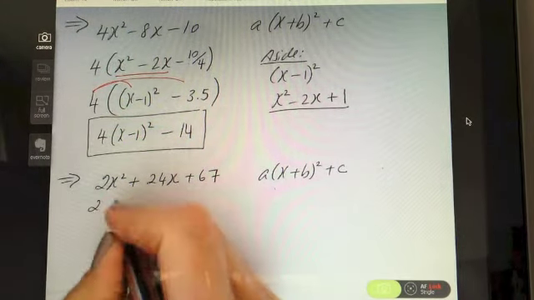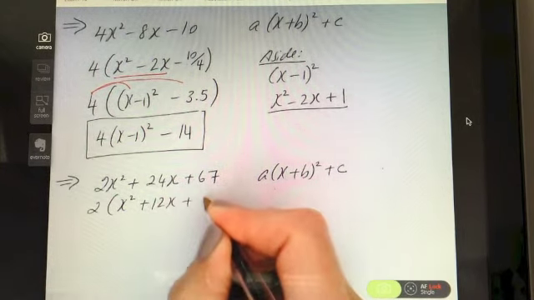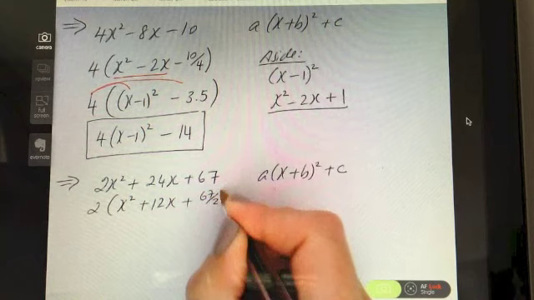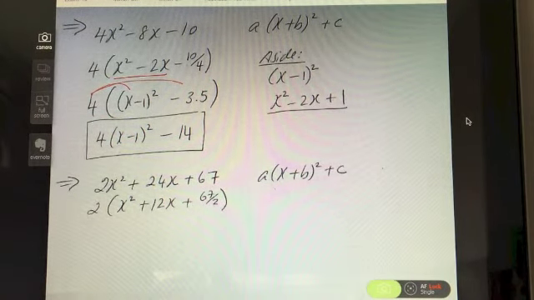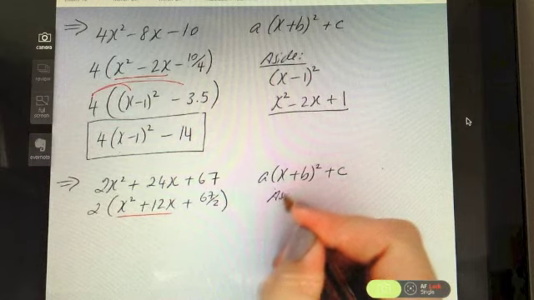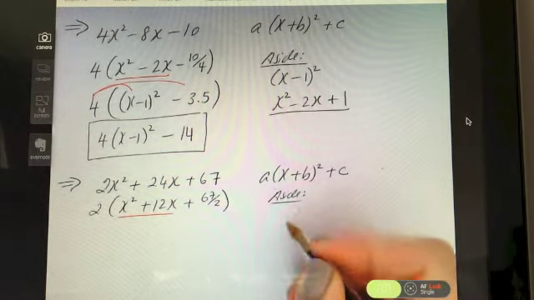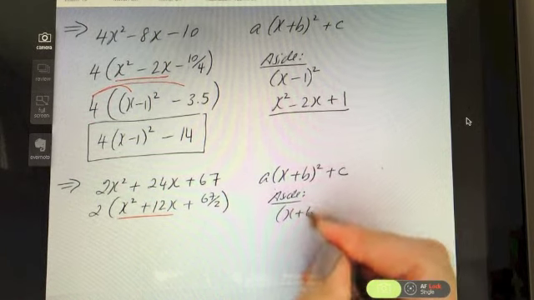Okay, so pulling out the 2, I'm getting x squared plus 12x plus 67 over 2. Okay, 2 times 67 over 2 will give you the 67. All right, so the two terms we're going to look at now, of course, is the x squared plus 12x. So come over here. What square will we be dealing with to be able to get these two terms? It must be an x plus 6 squared.